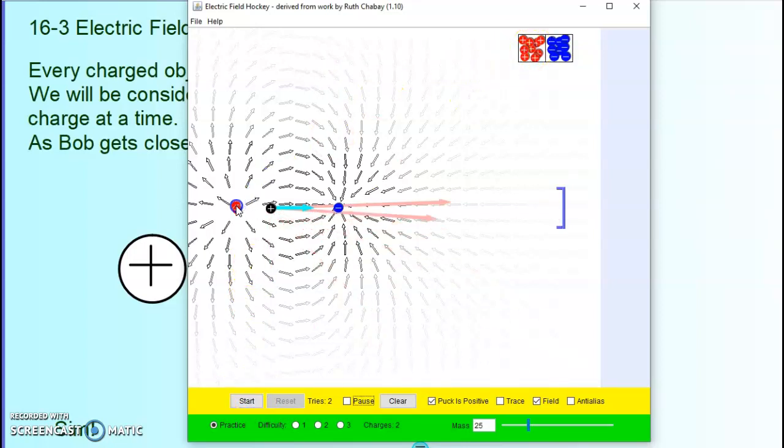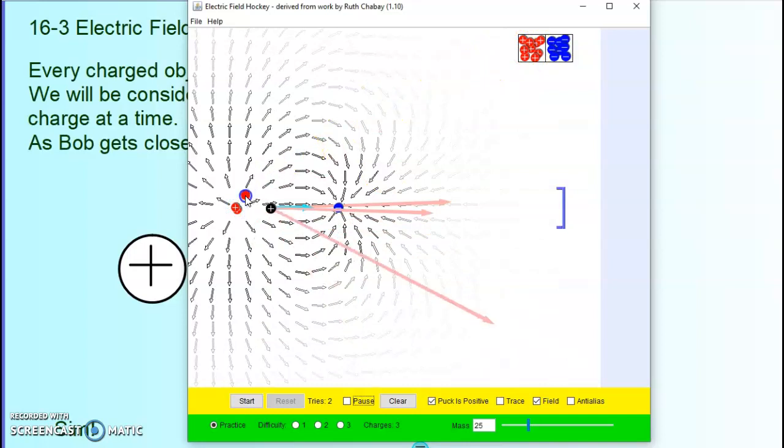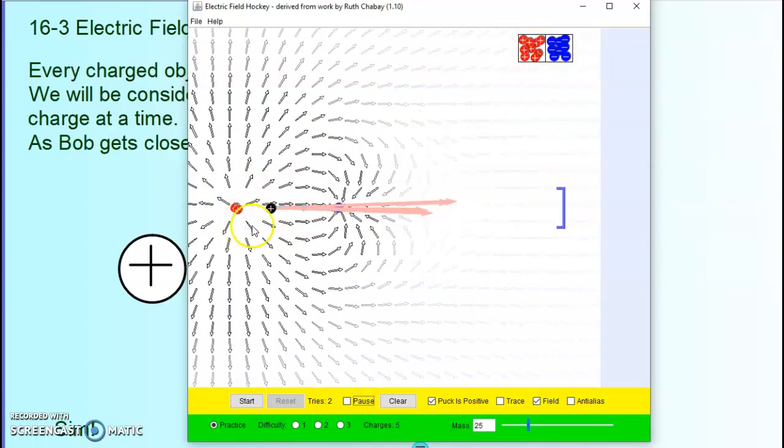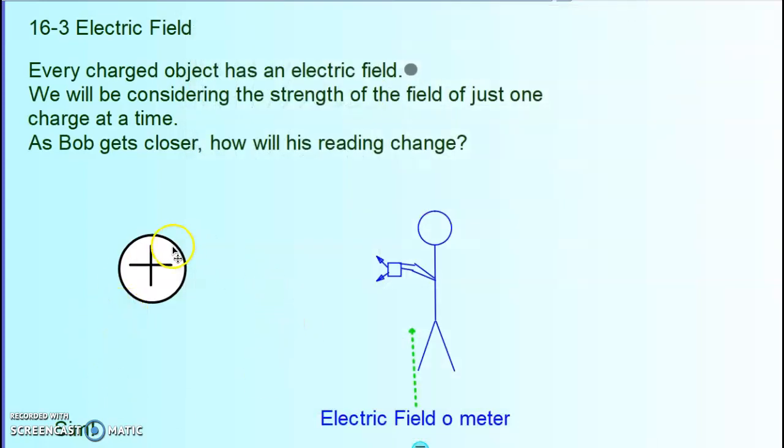And obviously, if we bring in more charges, you can see that the positive field is getting stronger because we're making this charge bigger. So go ahead and stop that. So that's Bob's electric field ohmmeter.